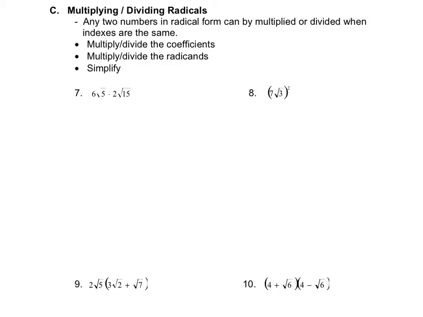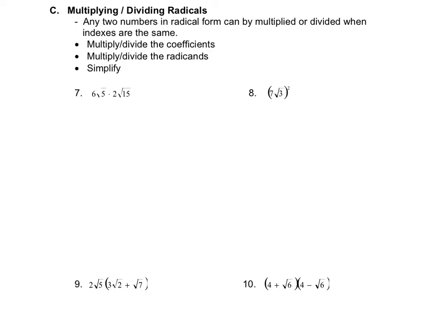So once you have the like indexes, then in multiplying and dividing, you multiply and divide the coefficients, which are the guys on the outside. You multiply and divide the radicands, which are the guys on the inside, and you simplify. So again, in this case, you're not going to need like radicals, so it's going to be a lot easier. So let's move on to number 7.